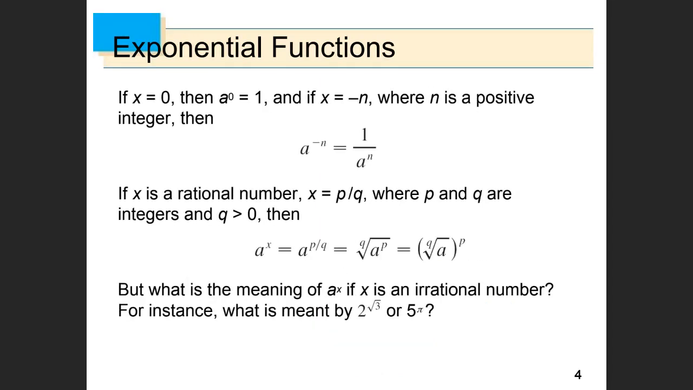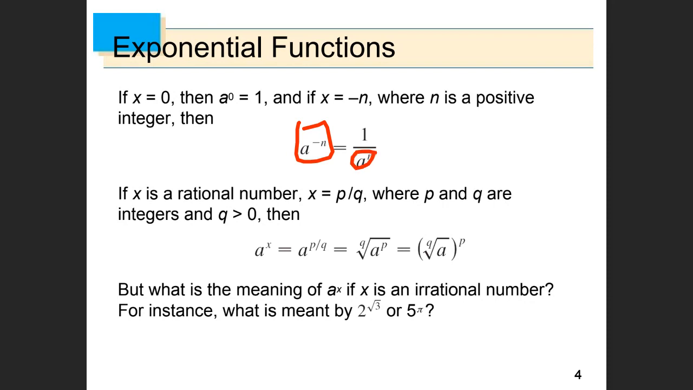Okay, now what happens when the exponent x is equal to minus n? Right? You see, minus n, we treat it as a reciprocal. So I'll show you just now. Just want to change this color. So if you have a to the minus n, the minus there means reciprocal. So it's 1 over a to the power n.